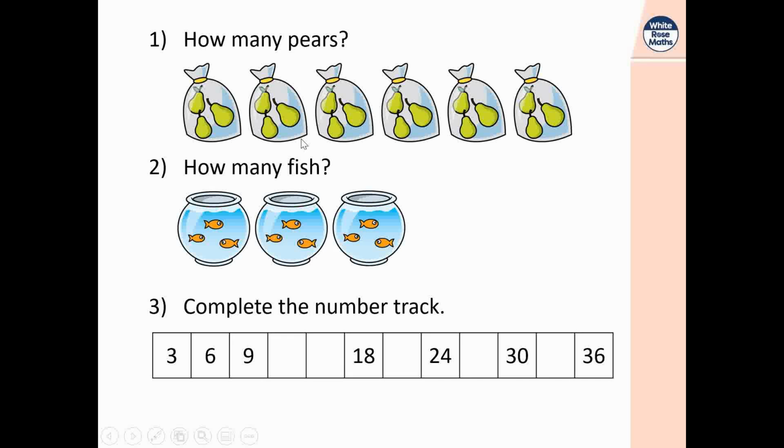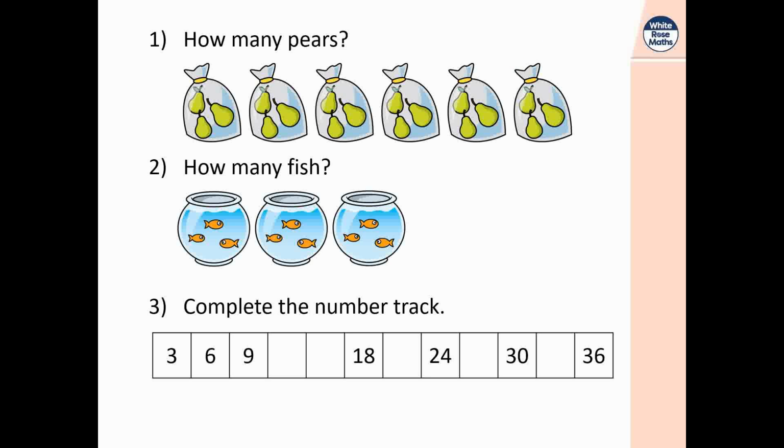Now, here we have 3 pairs. It's a bit confusing because it's the word pair, but 3 pairs, and by that I mean fruit, in each bag. How many bags are there? How many bags? 6. So in other words, you have to times 6 by 3. And yes, the answer is 18.